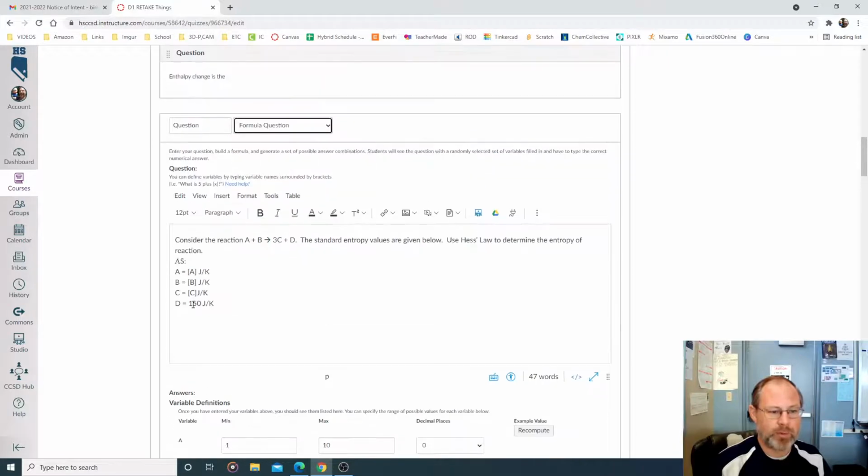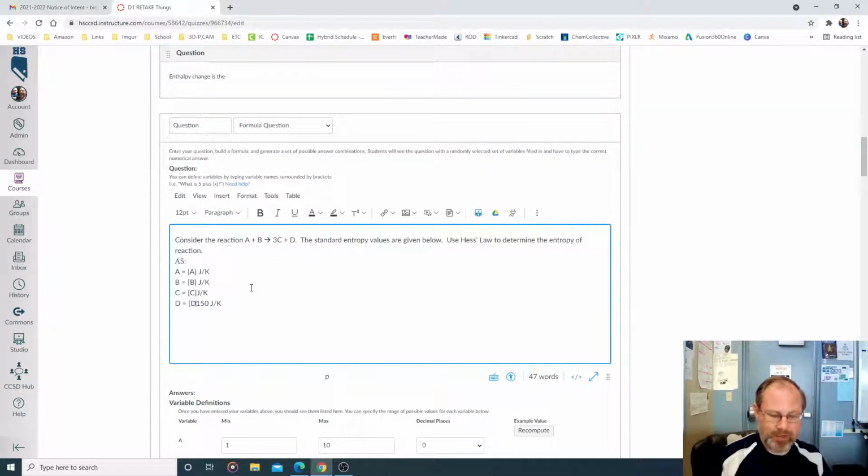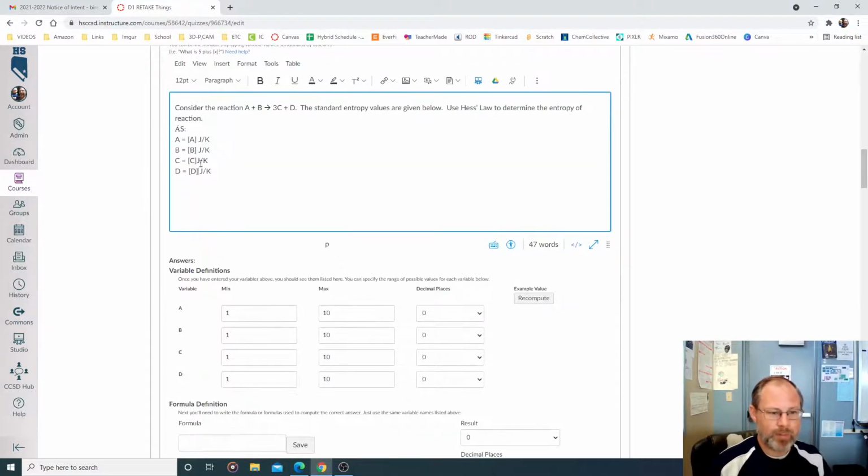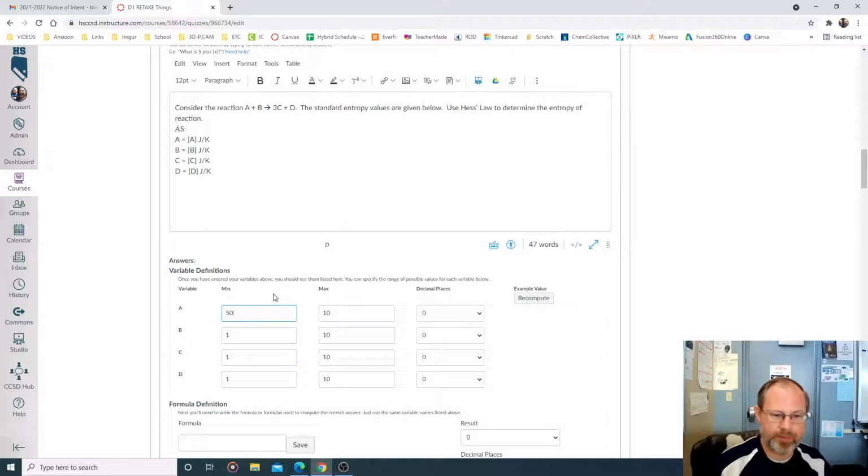When I set it to a formula question, it was multiple choice. And this is going to be bracket D bracket. And watch what happens when I put the bracket in. A fourth one populates. All right, so I got a bunch of values. For entropy values, I'm going to make it really simple. I'm going to keep A between 50 and 150. B is going to be between 100 and 200. C is going to be between 100 and 200. D is going to be between 50 and 100. So these are the possible values that are going to come up.